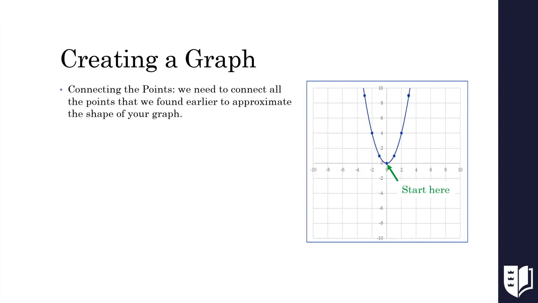After we find all our points, we need to connect them using what we know about our equation and what we found for points. This will help us approximate the shape of our graph. Here we start with the first point we plotted, the intercept, and move up on either side to the y-axis.